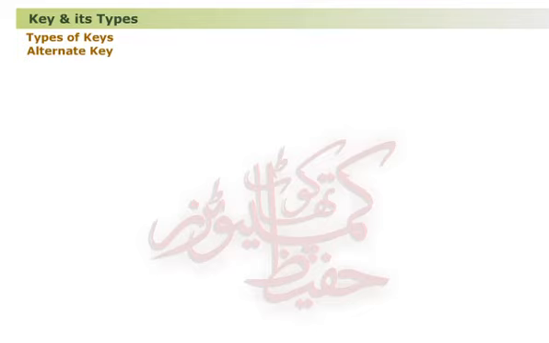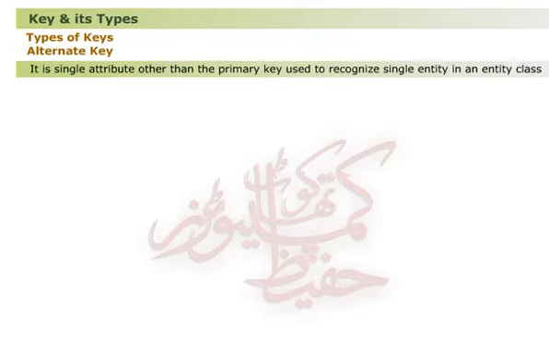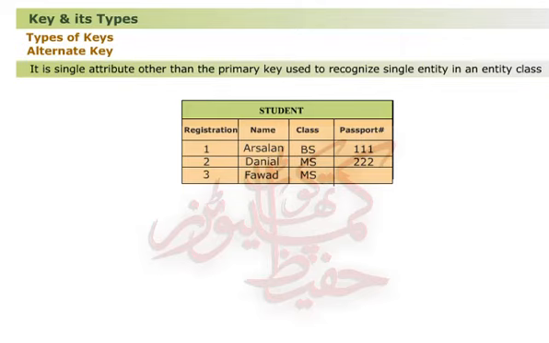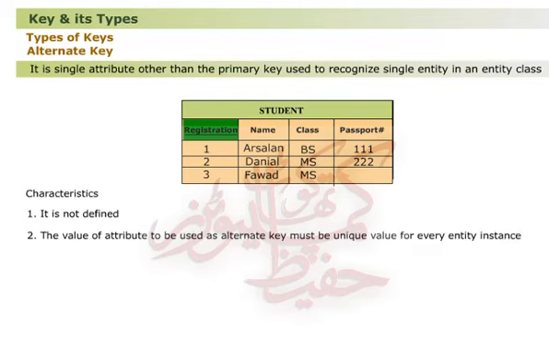Alternate key. It is a single attribute other than the primary key used to recognize a single entity in an entity class. It is also called candidate key. Consider the example as shown. The attribute passport number is an alternate key by assuming that attribute registration number is defined as primary key. The characteristics of alternate key are: number 1, it is not defined. Number 2, the value of the attribute to be used as alternate key must be a unique value for every entity instance. Number 3, the value is not mandatory.